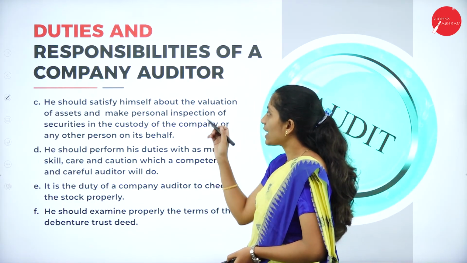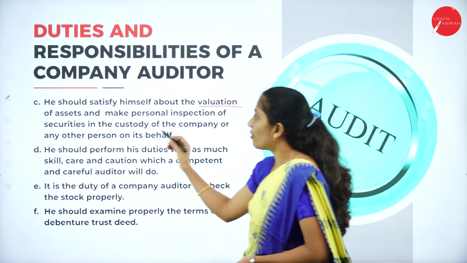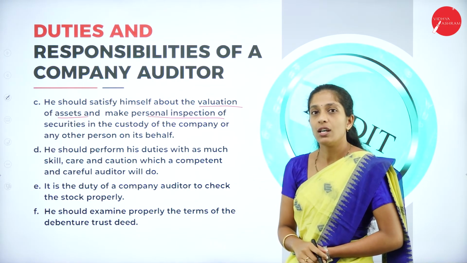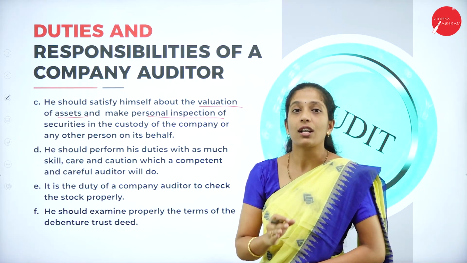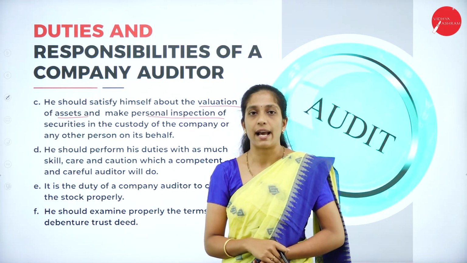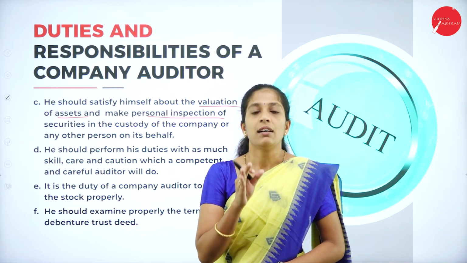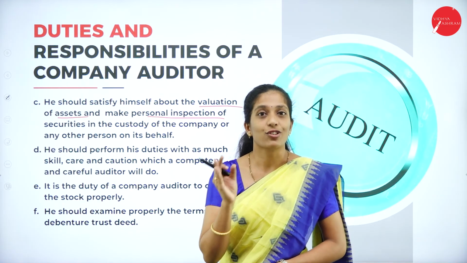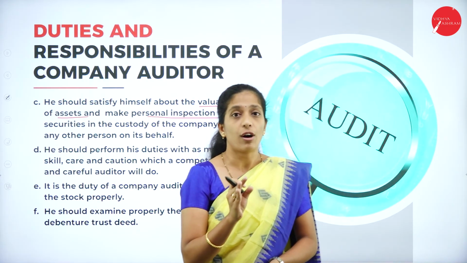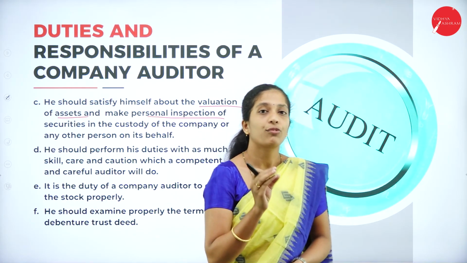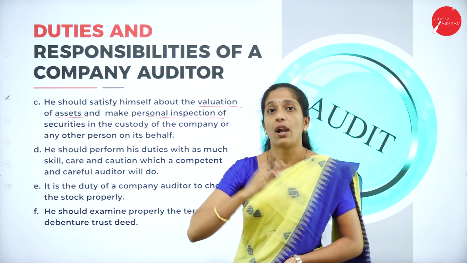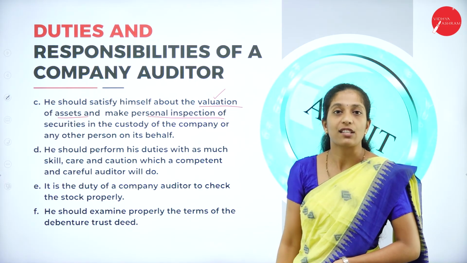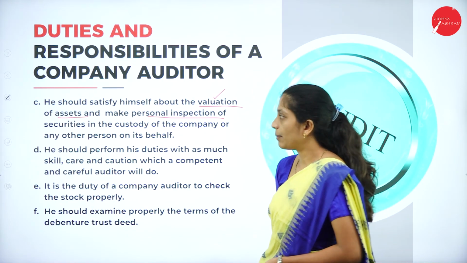Next, he should satisfy himself about the valuation of assets and personal inspection of securities. You know, a part of auditing is what? Physical verification of assets and liabilities. Whatever assets and liabilities are shown in the balance sheet of the company, the work of an auditor is not only confined to the verification of books of accounts. Along with that, he has to go for physical verification as well as valuation of assets and liabilities.